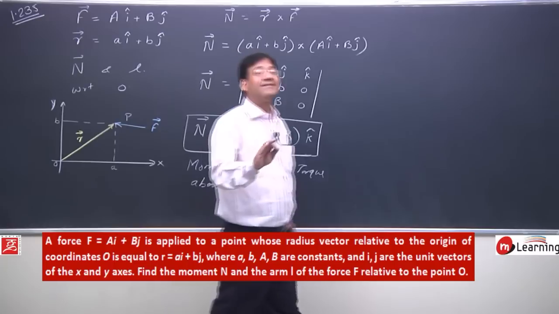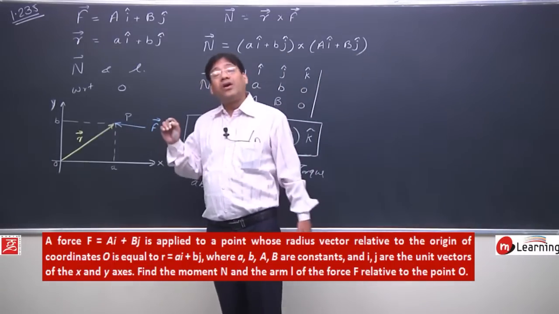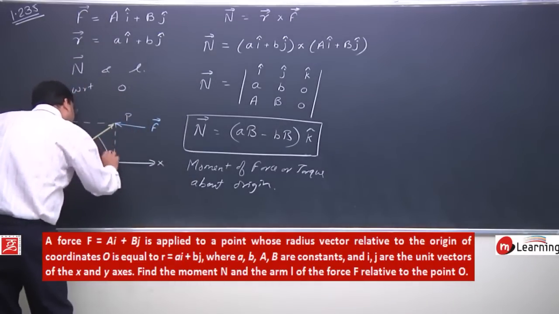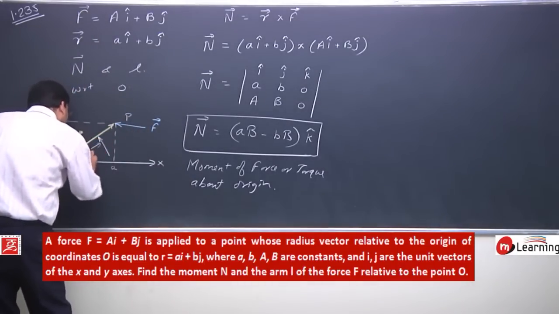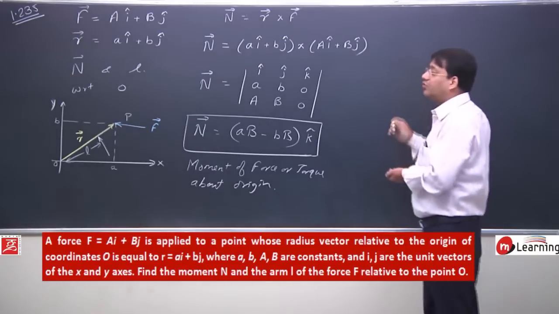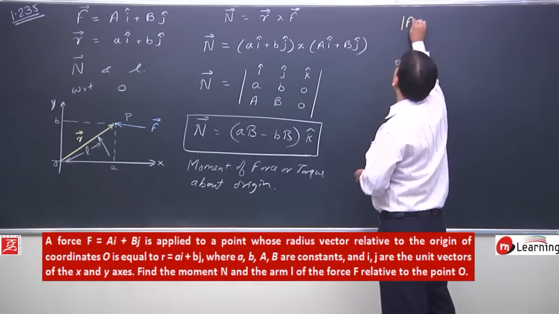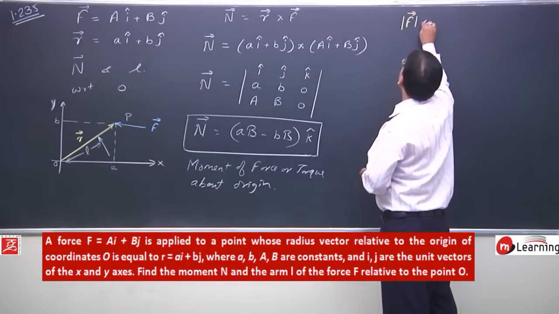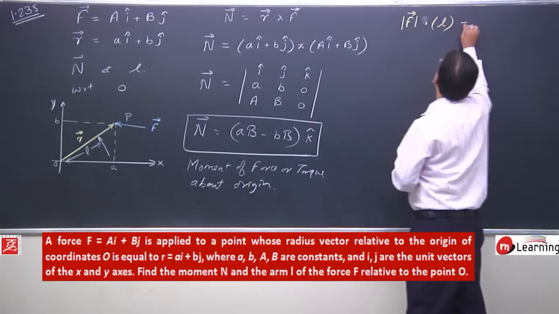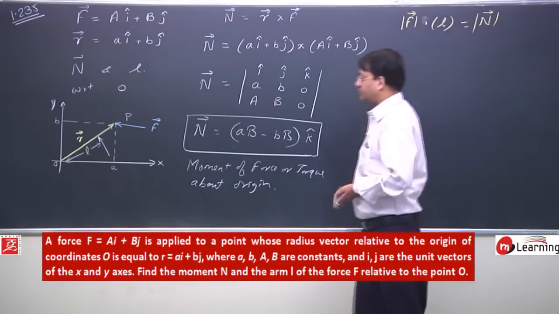Now, they had asked arm length. Now, what do you mean by arm length? Arm length is at what distance the same force must be applied so that it would give the same torque. In order to determine arm length, we'll say mod of force into arm length L must give us the same magnitude of torque.